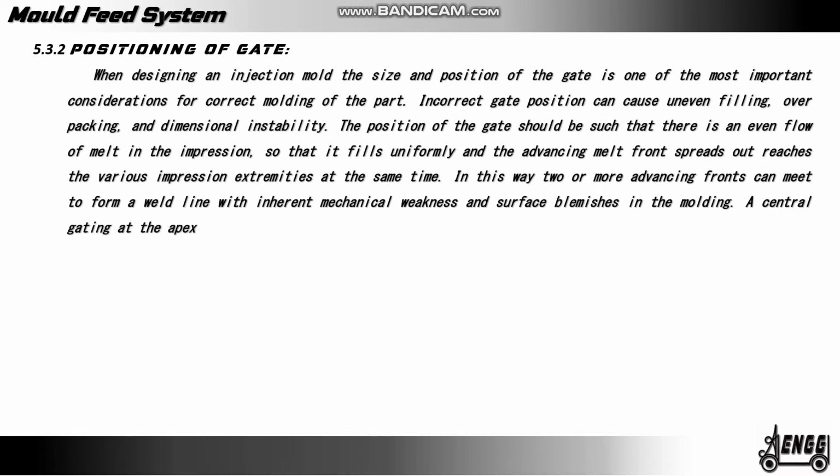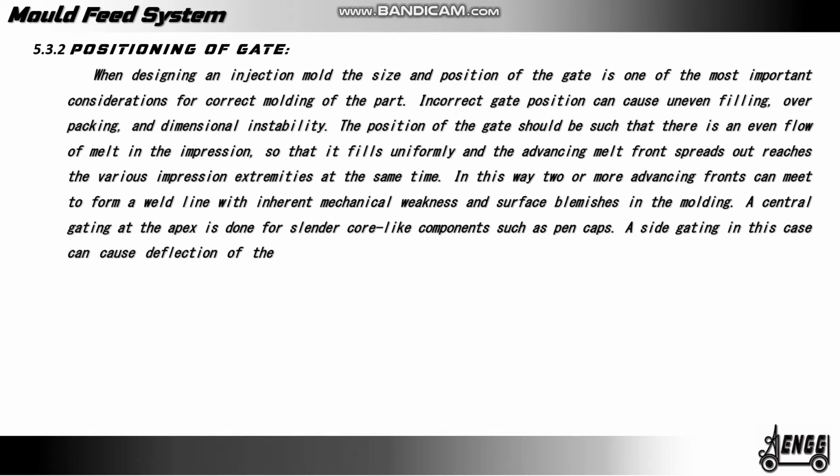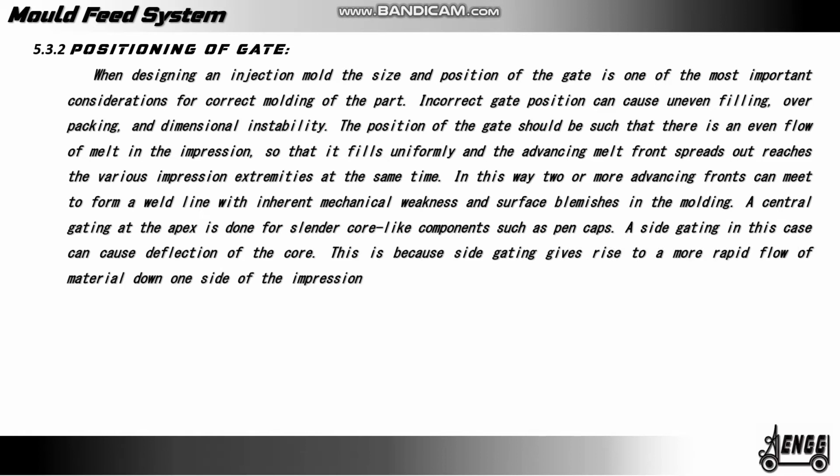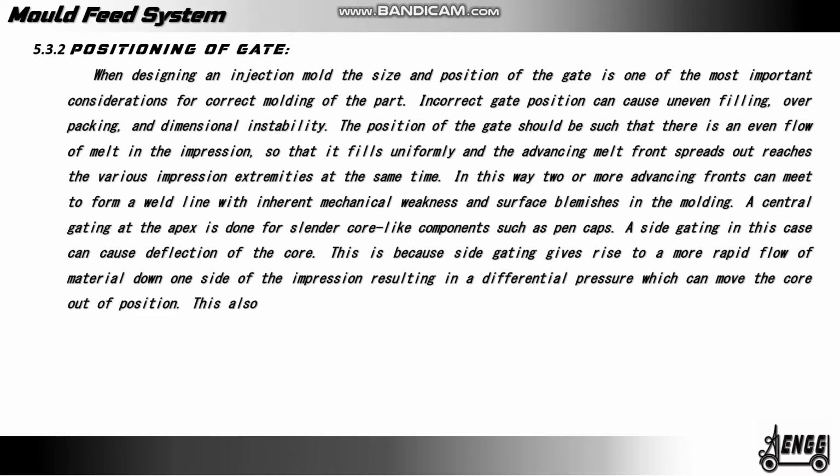A central gating at the apex is done for slender core-like components such as pen caps. A side gating in this case can cause deflection of the core. This is because side gating gives rise to a more rapid flow of material down one side of the impression, resulting in differential pressure which can move the core out of position. This also results in a thicker wall section on one side, thus adding another weakness to that of the weld line.